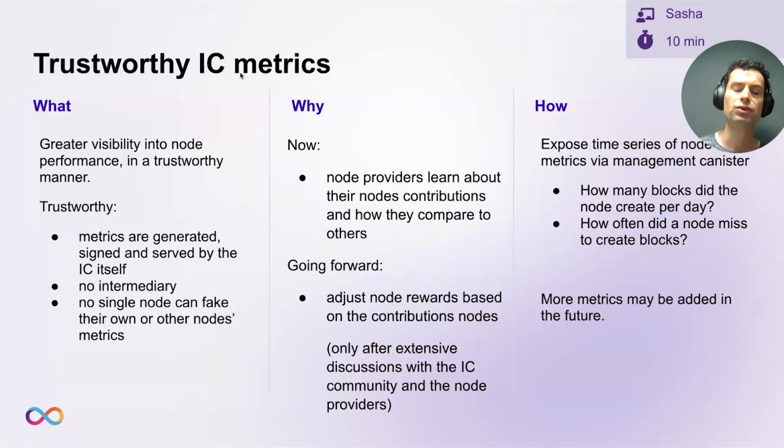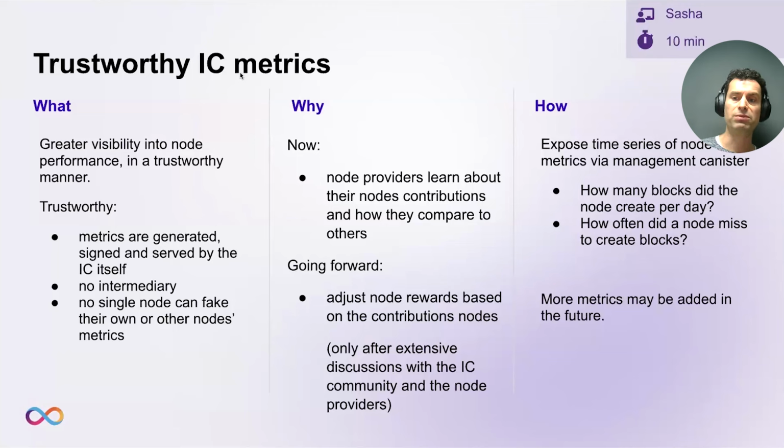And why do we want to do this? This seems like a lot of work for metrics. What we want to do is provide node providers with some reputable source of information, which is not DFINITY, it's the IC itself, which says that their nodes are performing well or not performing well. And going forward, we want to use that to adjust node rewards based on the actual contributions of the nodes to the protocol itself.